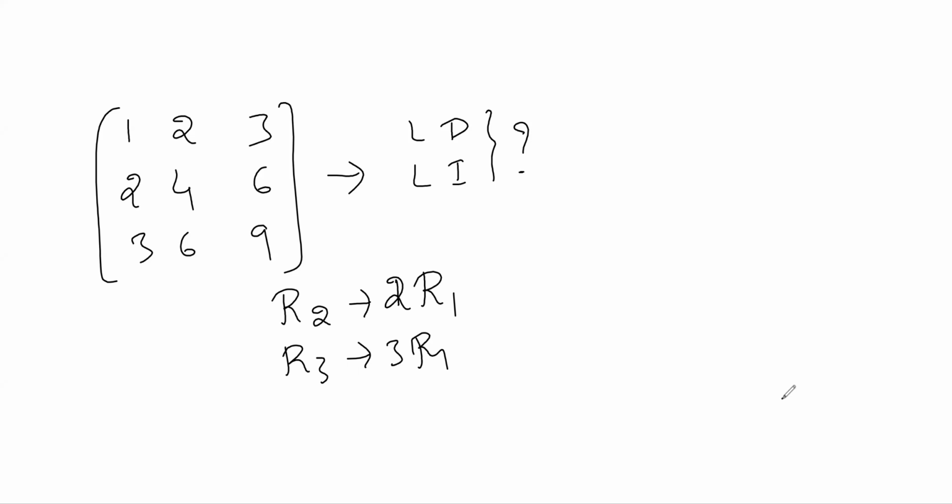So now one more thing. R3 we can write as R1 plus R2. This possibility is also there. R1 plus R2, not R3, R1 plus R2. If you add the corresponding row elements of the first and second rows, 1 plus 2 will be 3, 2 plus 4 will be 6, 3 plus 6 will be 9. Alright, so that means it is a linearly dependent matrix.